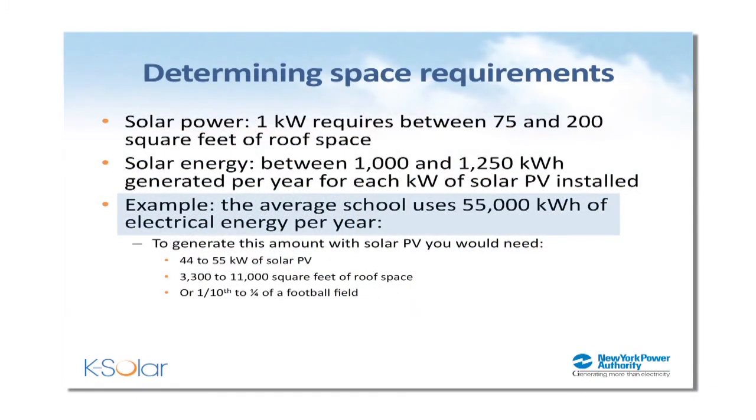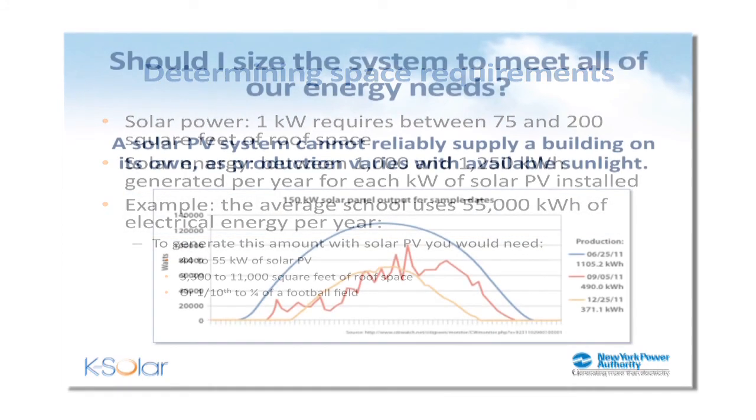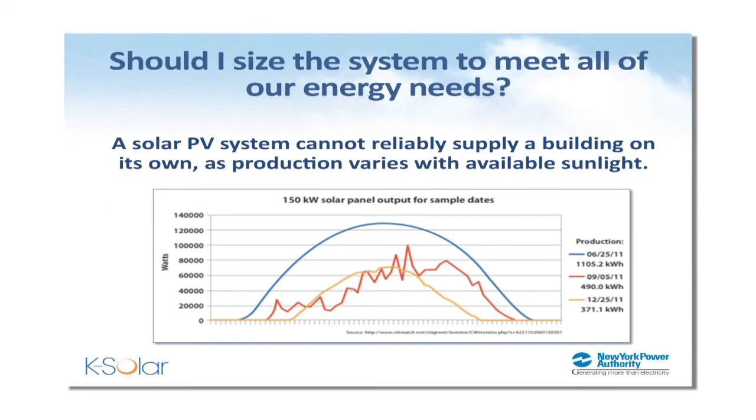Here we give an example, an average school using 55,000 kilowatt hours of electrical energy in a year. So to generate that amount using solar and to completely offset your electric bill from your utility, you would need somewhere around 50 kilowatts of solar to be installed. It would require anywhere from 3,000 to 11,000 square feet of space on your roof. Or if this was a ground mount array, it would be anywhere from 1/10 to 1/4 of the size of a football field.